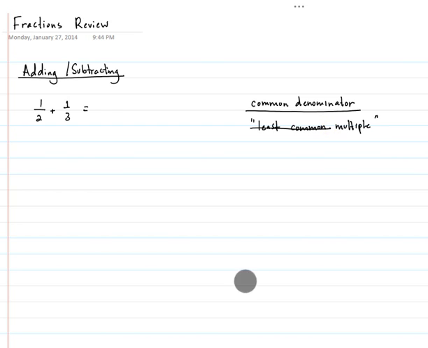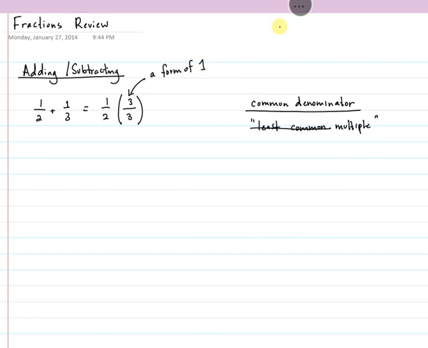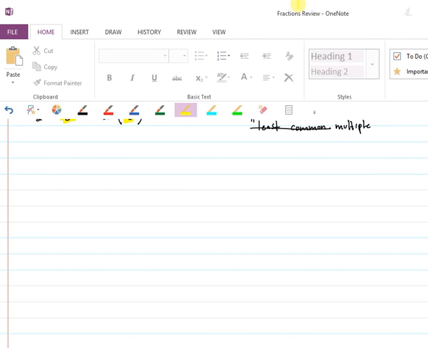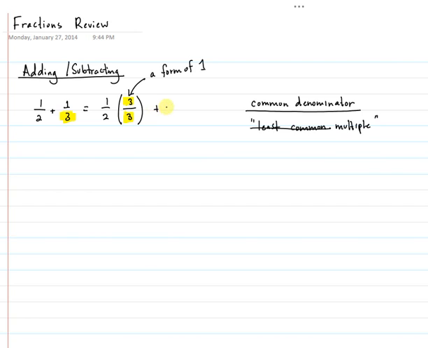What I'm going to do in all cases is I'm going to take each fraction and I'm going to multiply it by the denominator of the other fraction over itself. This is just a form of 1. So I'm not changing anything. And where I got this 3 from is it's just the denominator of this 3 over here. And the same thing over here. I'm going to multiply 1/3 by 2 over 2. I'm taking the 2's from this 2 over here.